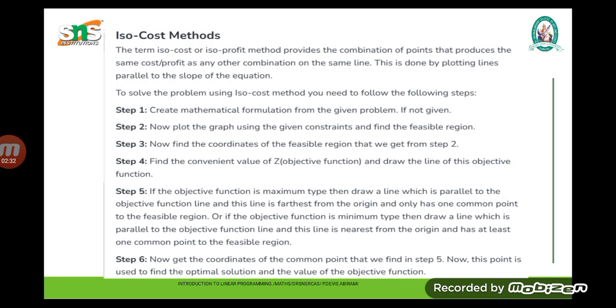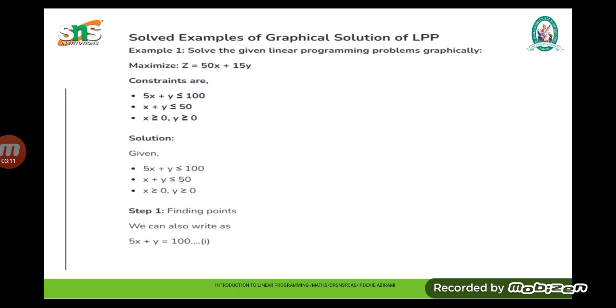If the objective function is maximum type, then draw a line which is parallel to the objective function line, and this line is furthest from the origin and only has a common point to the feasible region. Or if the objective function is minimum, draw a line which is parallel to the objective function line and this line is nearest from the origin and has at least one common point to the feasible region. Now get the coordinates of the common point. What we find in step 5, this point is used to find the optimal solution and the value of the objective function.